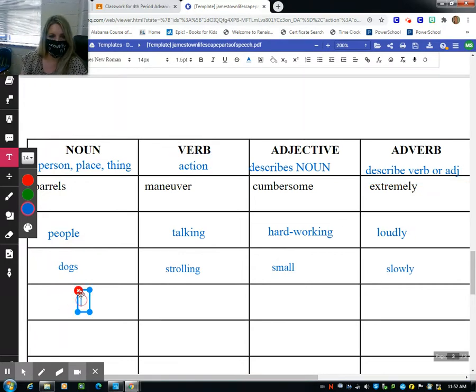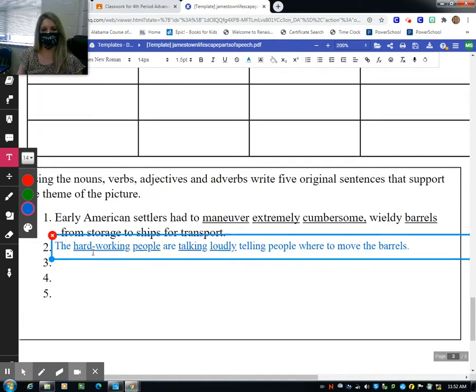Okay, so then what could be your sentence for that one? The dogs. The small dogs. The small dogs were strolling slowly through the town. Yeah, the small dogs were strolling slowly through the town. So you could do that for your sentence if you want to, or you could pick one of the ones you do.